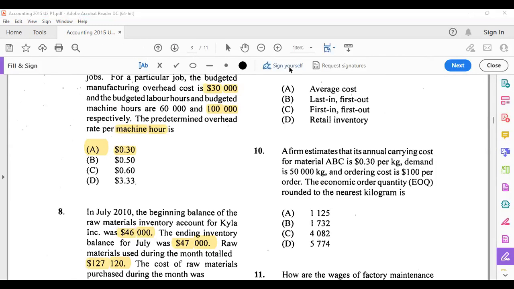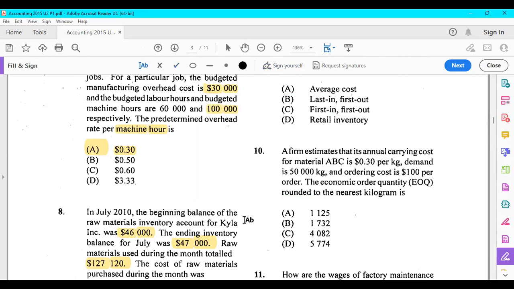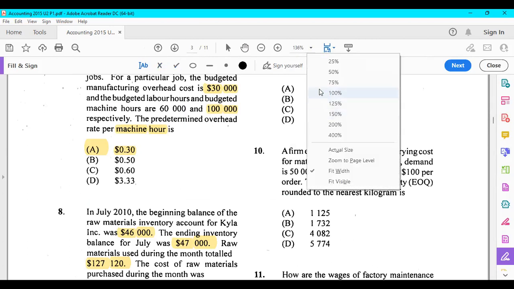I'm trying to get this thing to write. All right, I'm trying to use the schedule thing. How do I zoom out this thing? Okay, here we go.